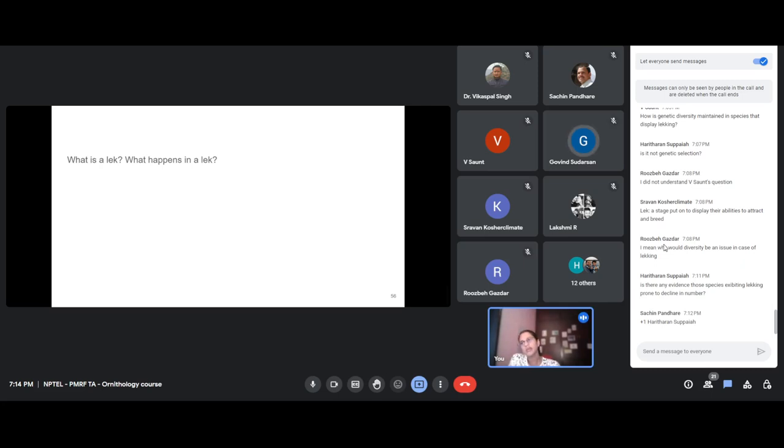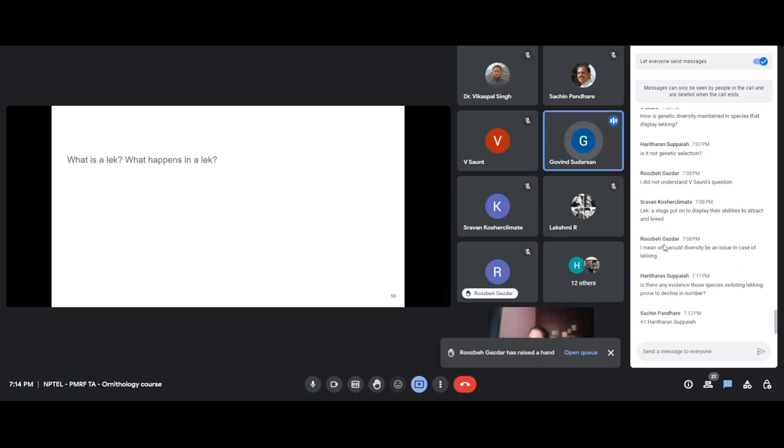Sure, interesting point. But I'm not sure it could be a large number. Otherwise, I mean, I don't know, you would see pigeons showing lekking behavior. I'm just thinking of birds found in large numbers. But I'm not sure what factors are driving species to form leks evolutionarily. But there are certain characteristics of species that happen to be in leks.